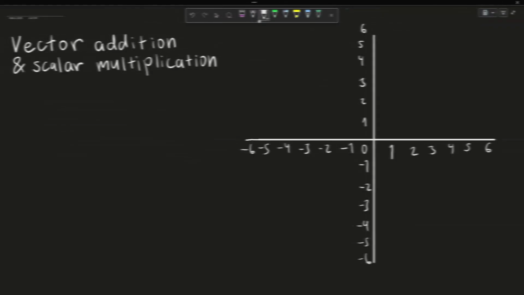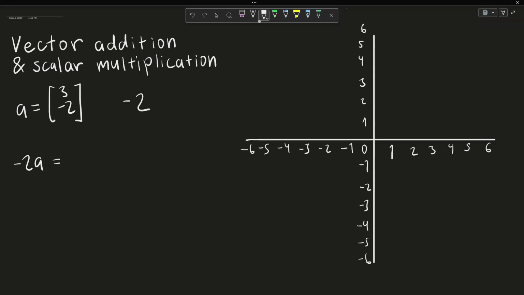If we take the same vector a, so a equals 3, -2, and we now multiply it by a negative scalar, let's say we multiply it by -2, what we'd find is that -2 times a equals -2 times 3, -2 times -2. An interesting thing happens when you multiply a scalar by a negative value. So we find that the entries are equal to -6, 4.